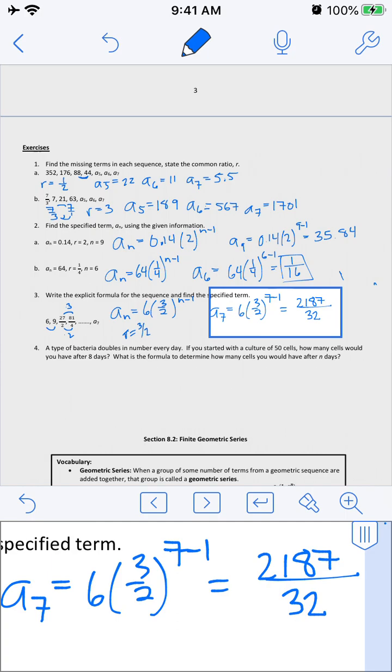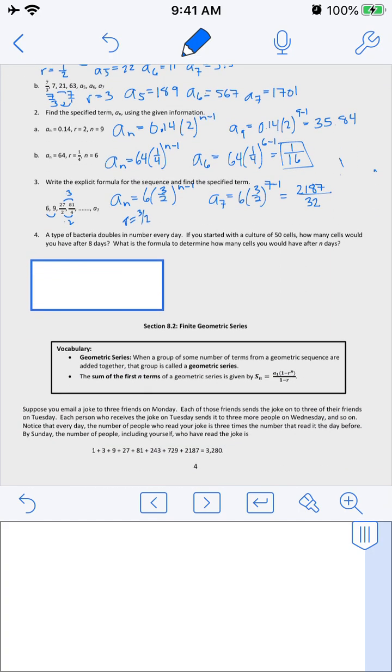All right, where on earth are we going to use any of this? So, a type of bacteria doubles in number every day. If you start with a culture of 50 cells, how many cells would you have after 8 days? What is the formula to determine how many cells you would have after n days?